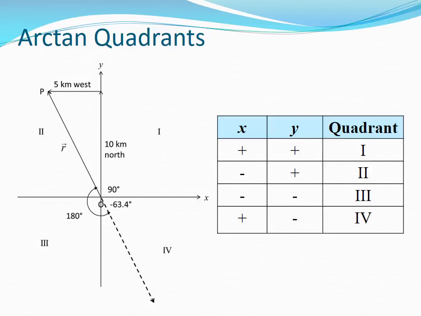We look at the sign of the two components of x and y. If both are positive, we are in the first quadrant. If x is negative and y is positive, we are in the second quadrant. If both x and y are negative, we are in the third quadrant. If x is positive and y is negative, then we are in the fourth quadrant.